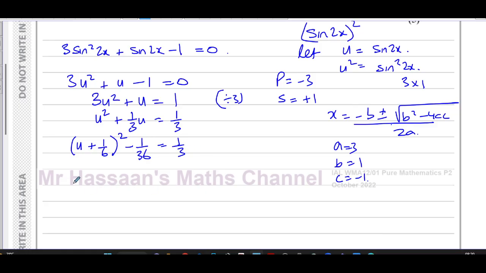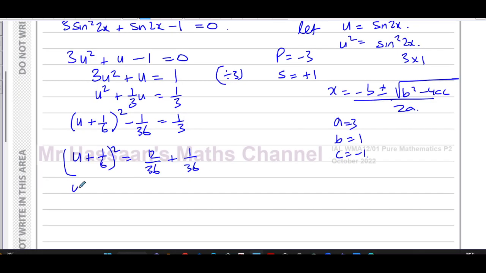So now what I can do is I can say u plus 1 over 6 all squared, if I add 1 over 36 to both sides. The 1 over 3 here is like 12 over 36. I'm just getting it ready to add to this so that I have the same denominator. Plus 1 over 36, I have to add it to both sides. Now that will give me u plus 1 over 6 squared is equal to 13 over 36. All right, so I'll just do it like this so that we get more space. So u plus 1 over 6 is equal to plus or minus the square root of 13 over 6.